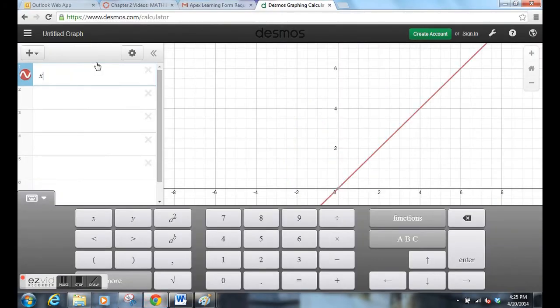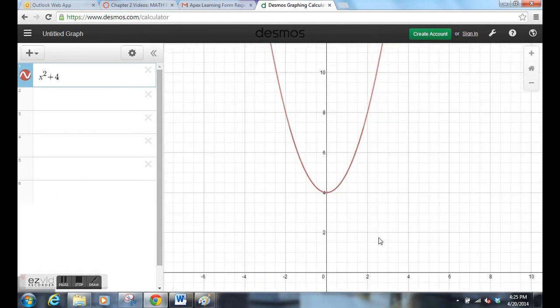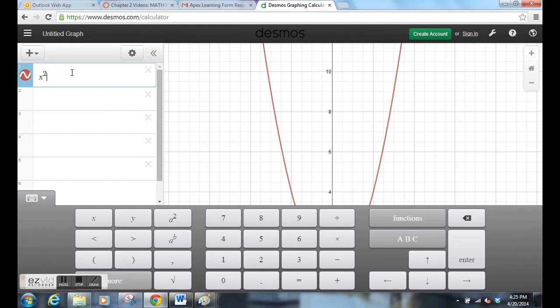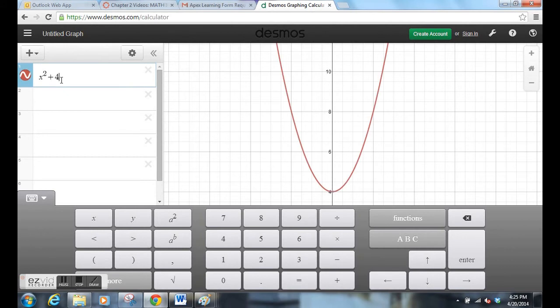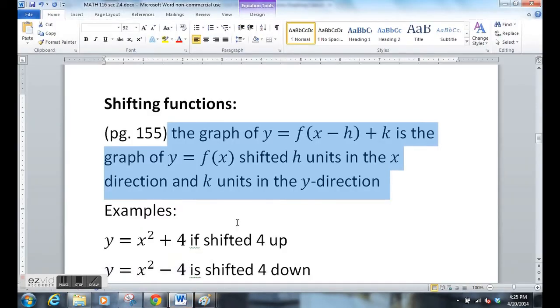Let me give you this one. Y equals x squared, looks like that. If I say x squared plus 4, it goes up. Did you see it hop up? I'll do it again. This is y equals x squared, like that. And if you add 4, it goes up in the y direction. So it's shifting up. So it went up along the y-axis.